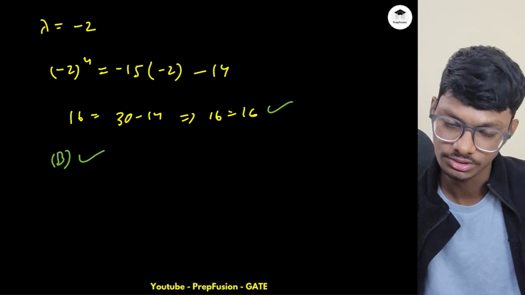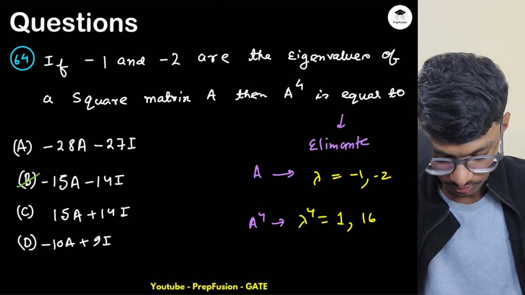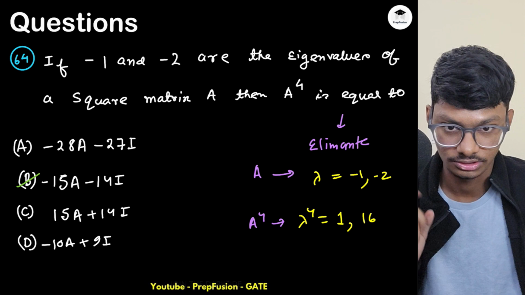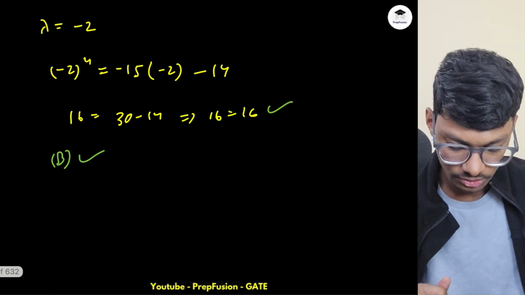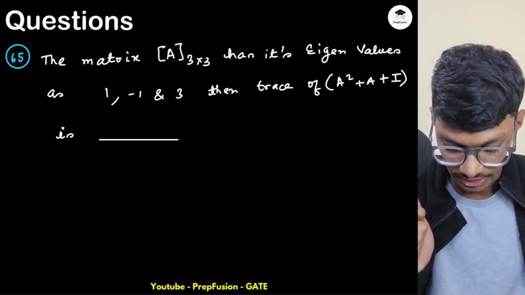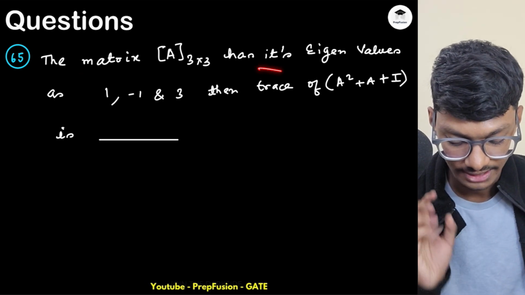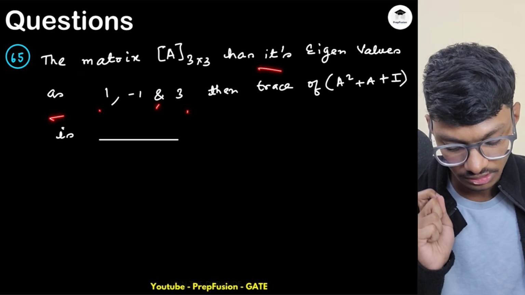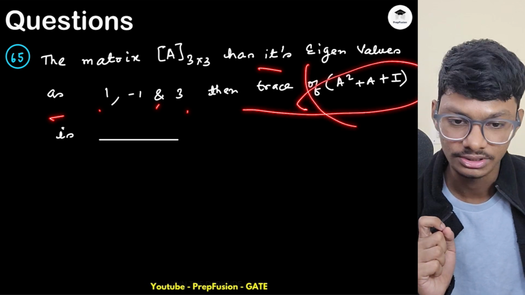You can check the other options, those will be incorrect only. So you can solve this question like this using the Cayley-Hamilton theorem. Okay, so let's solve the next question. Next question: the matrix A, 3 cross 3, has its eigenvalues as 1, -1, 3. Then what will be the trace of this?